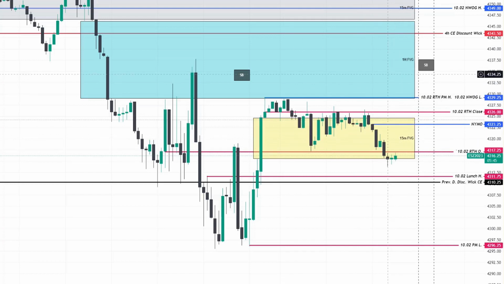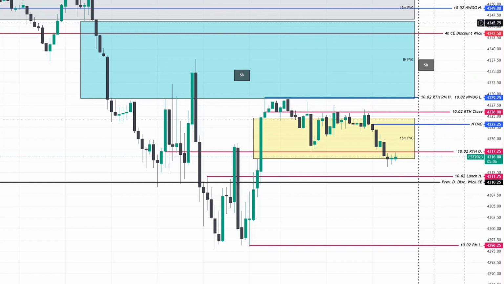Above that, I've got a 1 hour fair value gap. So again, 15-minute, 1 hour fair value gap. And above that, I've got another 15-minute fair value gap that was a holdover from the Globex for prior Monday. In these new week open gaps, I just want to review: 43.49 is the new week open gap high, then the new week open gap low, and the prior day's PM high is 43.29.25.